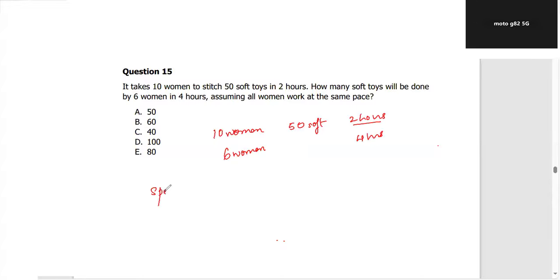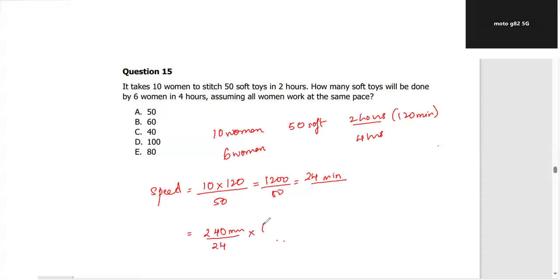So basically, what is the speed of these women? It is 10 into, let's convert this into minutes, over 50. So it is 24, like one soft toy takes 24 minutes. So how many soft toys can be done in 4 hours? So 4 hours is 240 minutes over 24 minutes for one soft toy by 6 women. So it will be 60 toys. So my answer will be option B.